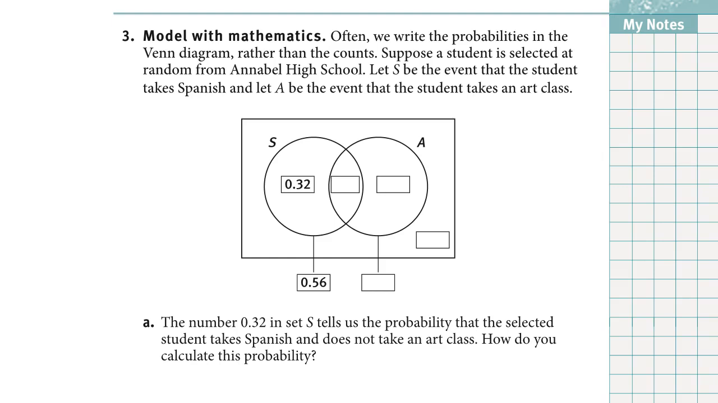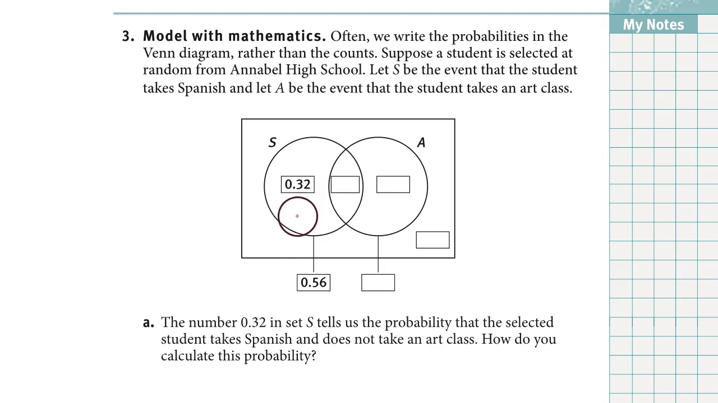Skip ahead to number 3. Here you see a Venn diagram that has probabilities written in the diagram instead of counts. This makes it even faster to figure out probabilities. In the diagram, notice the probability 0.32 written in the circle for Spanish, but not in the overlapping region of the circle. The chance that a student has Spanish but not art is 32%.